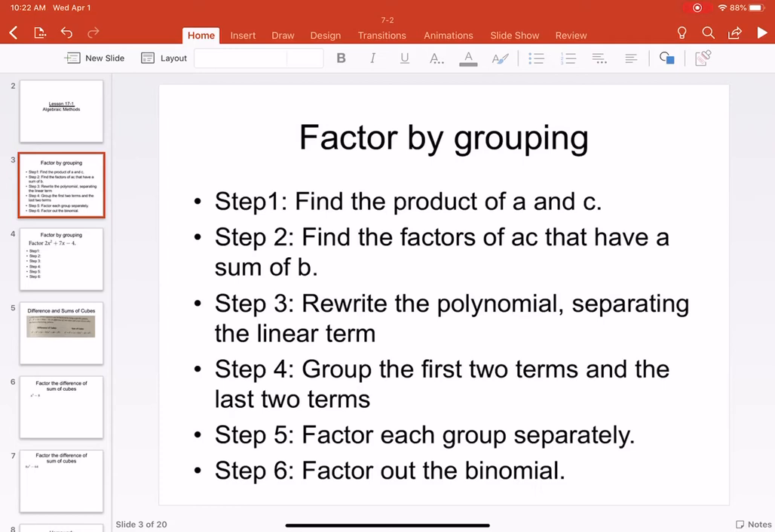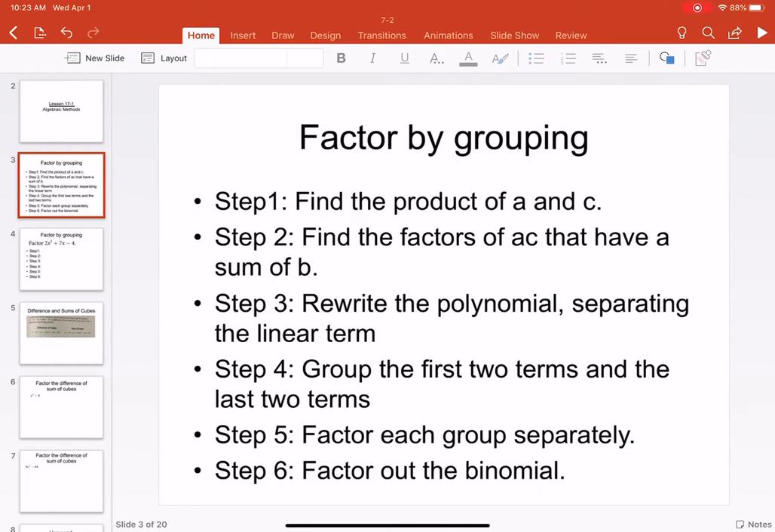Step 1, find the product of A and C. Step 2, find the factors of A and C that have a sum of B. Step 3, rewrite the polynomial separating the linear term. Step 4, we're going to group the first two terms and the last two terms. Step 5, factor each group separately. And step 6, we're going to factor out the binomial. All right, so these are our steps. Remember, you can pause so you can write all this down for your notes.